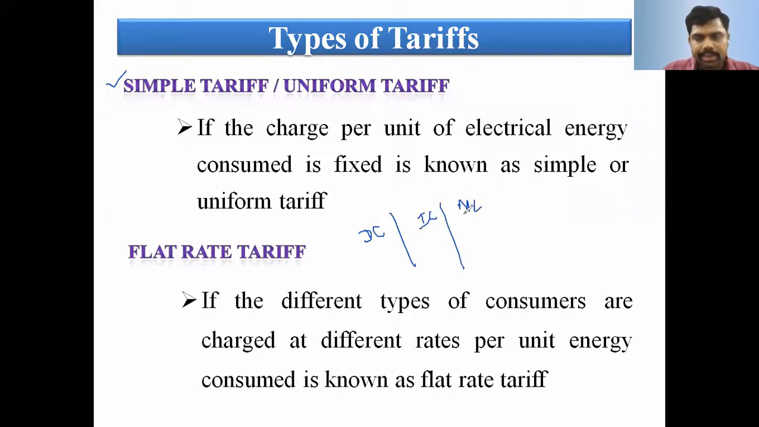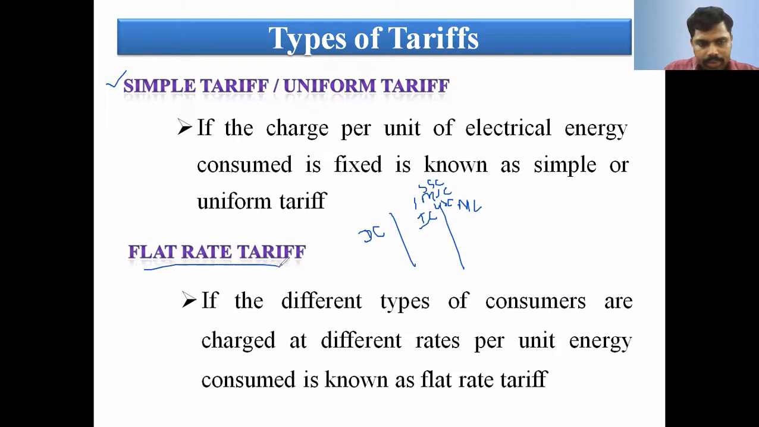Again, the industrial is split into three types. One is small scale industry, medium scale industry, and another one is large scale industry. For small scale industry, that is up to 50 kilowatt, or in between 50 to 100 kilowatt, the power utilization is nothing but small scale industry. In medium scale industry, it is 100 to 500 kilowatt. In large scale industry, that is large scale consumer, greater than 500 kilowatt, they are considered as industrial consumers.